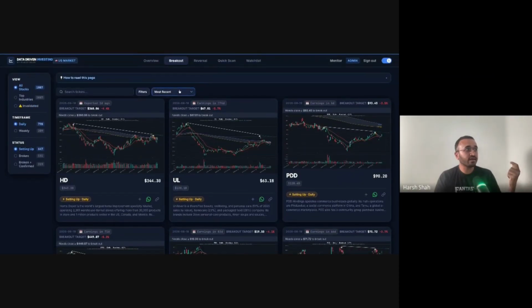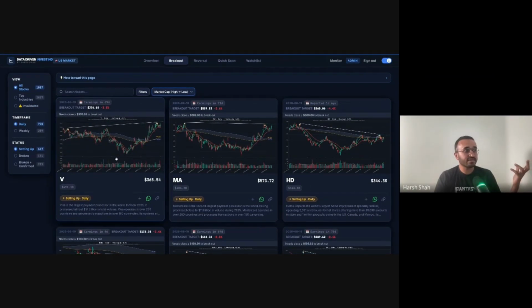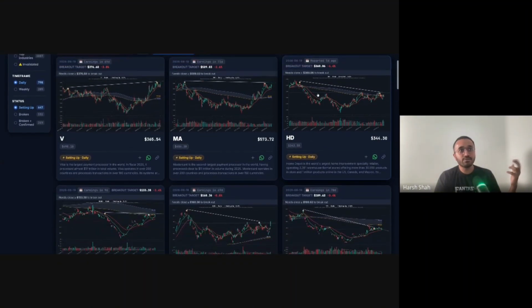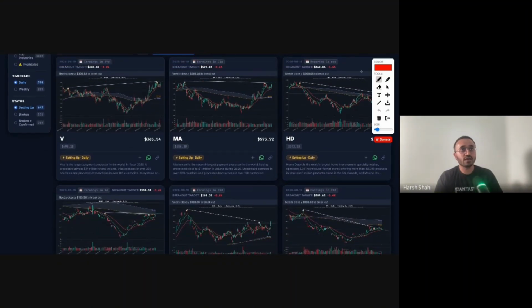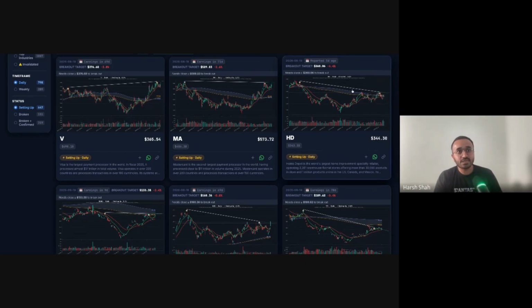I can sort by market cap high to low. So here I can see Visa, MasterCard. Home Depot is something that has been interesting, and I've been talking about this for a while. Here it is getting rejected at this zone, and right now it's sitting right at the 200 EMA. Will I take action on this one? I probably will not, because I want to see some strength and a breakout from this zone.